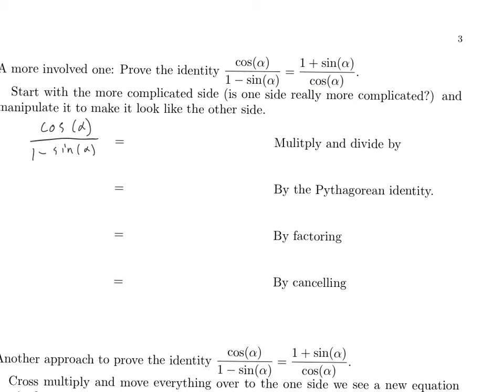And how can you put a 1 plus sine of alpha in the numerator of something? Well, you multiply by 1 plus sine of alpha. But if you multiply by 1 plus sine of alpha, and you want to actually have equality, you also need to divide by 1 plus sine of alpha. So I will multiply and divide by 1 plus the sine of alpha. And what will that give me? That will give me cosine of alpha times 1 plus the sine of alpha, divided by 1 minus sine alpha times 1 plus sine of alpha.